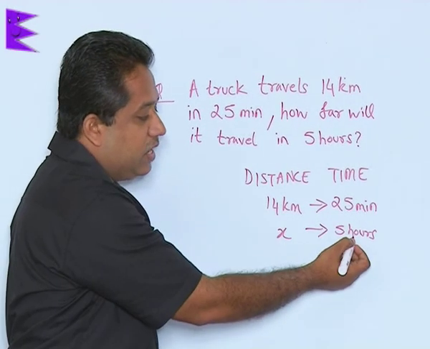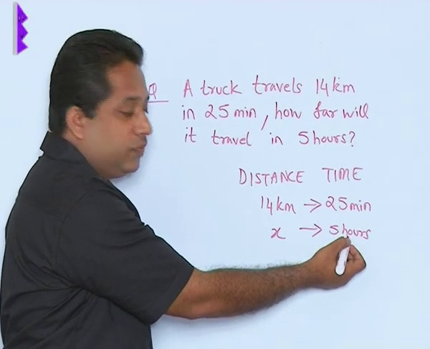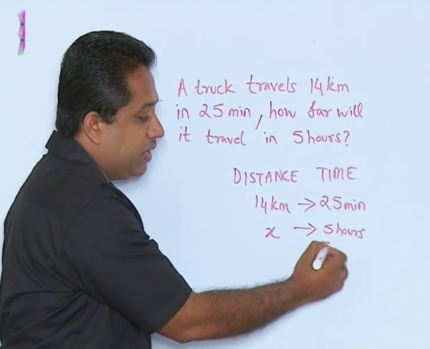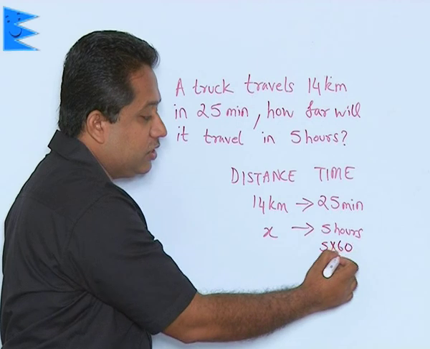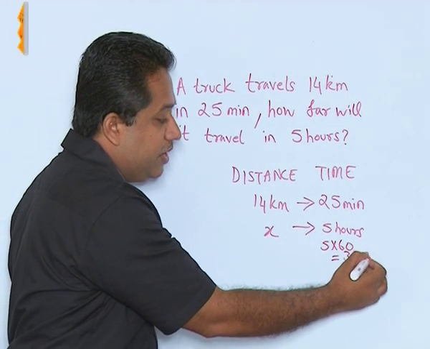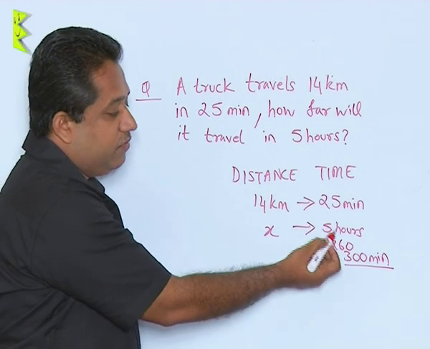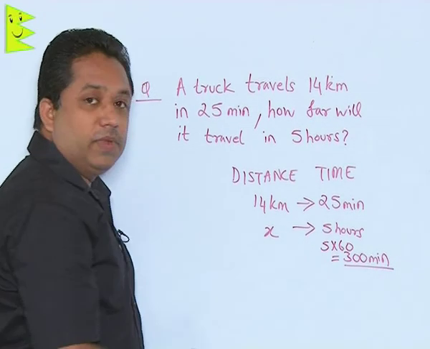So, we know that 1 hour is 60 minutes. So, if I want to convert the hours into minutes, all I have to do is multiply this by 60. So, 5 into 60 we get 300 minutes. So, for calculation purpose we will not be using 5 hours, we will be using 300 minutes.